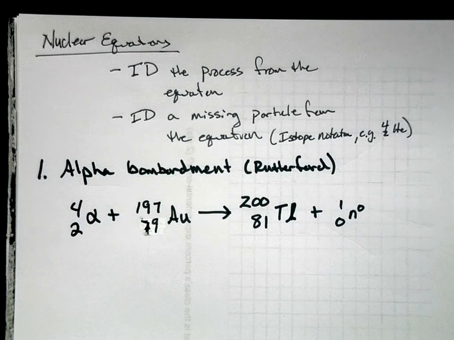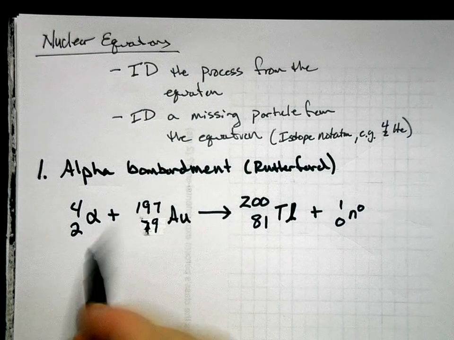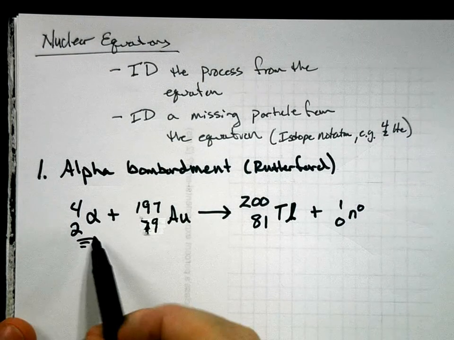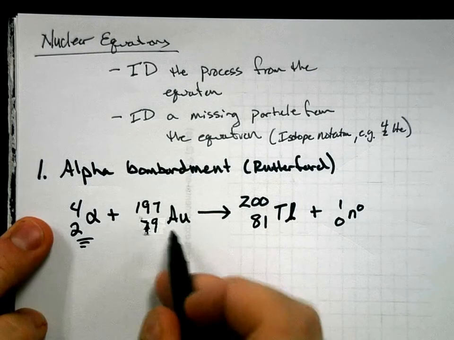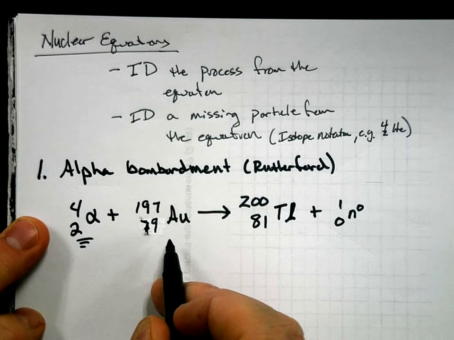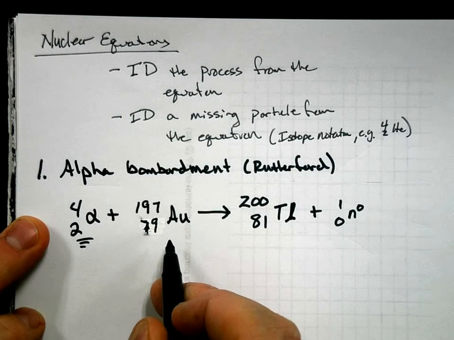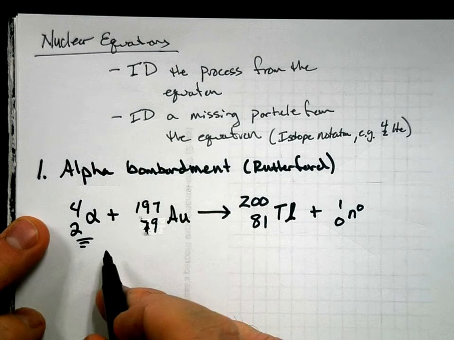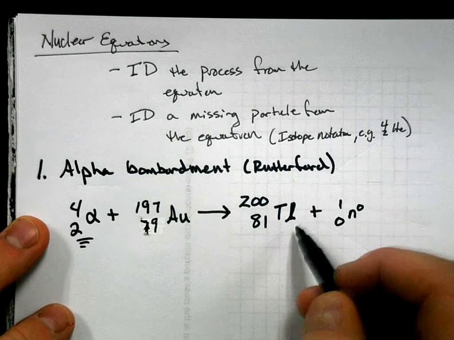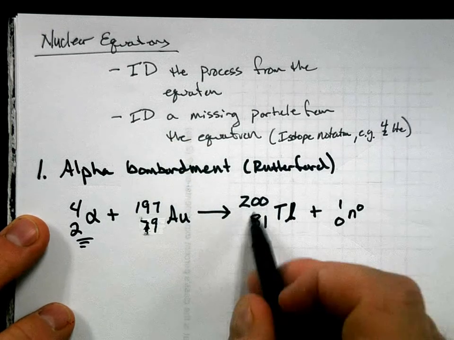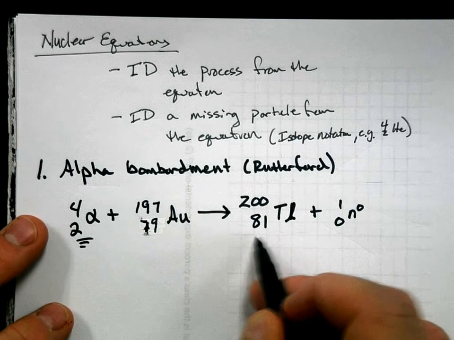He didn't know this was happening, but we have since discovered that this is a process. You don't need to know that Rutherford did this, because he didn't discover it. This is just what was happening. What I need you to know is that because the alpha is on this side with the gold, this gold nucleus is getting bombarded with the alpha particle, leaving behind 281 thallium plus a 10 neutron. How do I know which is the atomic number and which is the mass number?